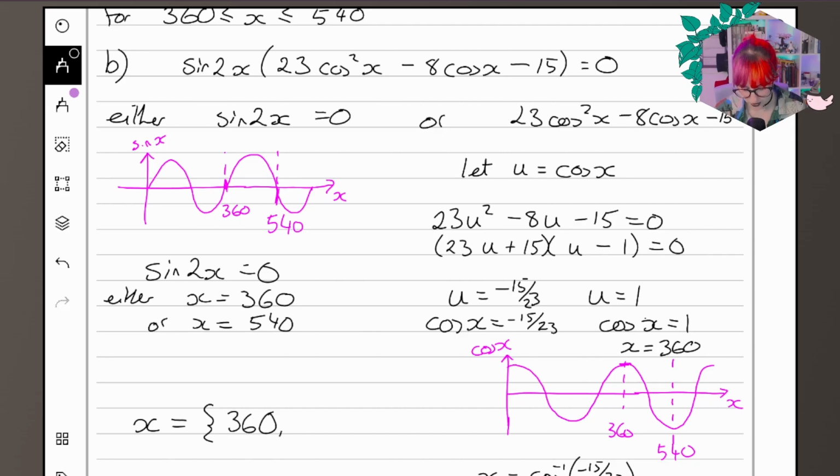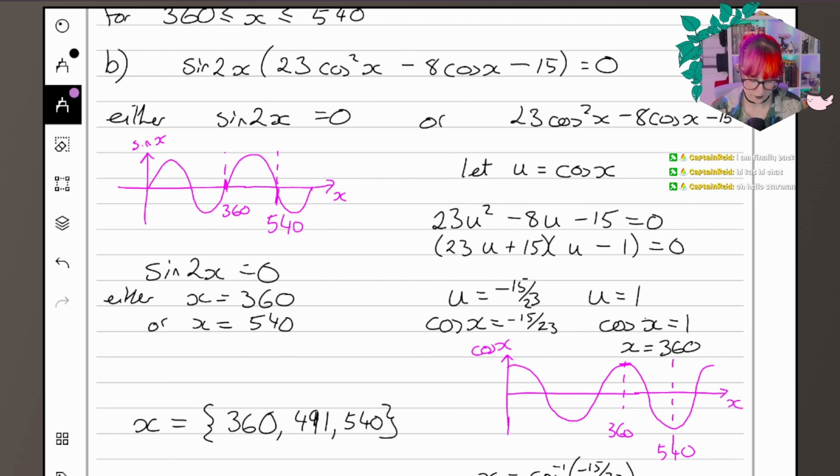So my possible values of x are, again I'm using set notation here, just listing the numbers: 360, 491, 91, and 540. Even though we had 4 possible options, we had 2 answers from this one and 2 answers from this one. One of them's the same, so it doesn't really matter. So we only have 3 values at the end. But there we go, we solved it.